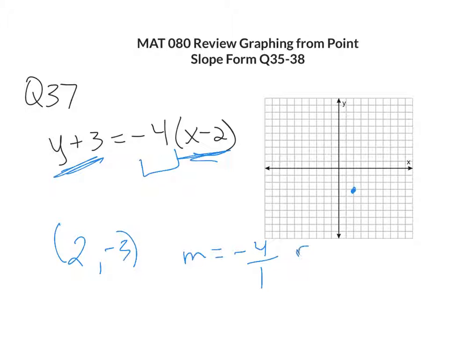And we're going to rise over run, up 4. 1, 2, 3, 4. Over 1. Go to the left because it's negative. Or I could have went down 4. 1, 2, 3, 4. And to the right 1. These are both part of the same line.